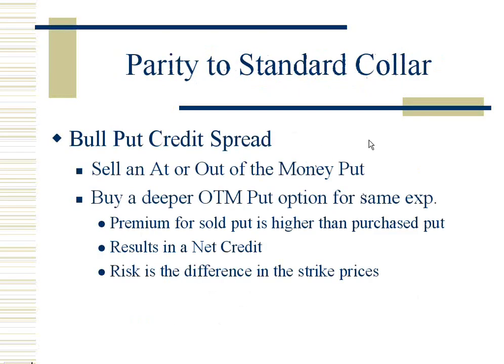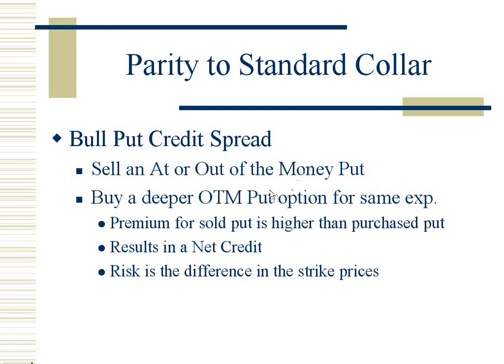And we're going to talk briefly about the parity to the standard collar. I had mentioned that. We just looked at the profit and loss chart for the collar spread. And now we're going to go ahead and take a look at what I was referring to about the bull put credit spread. Now the parity to the standard collar, bull put credit spread, also a bull call debit spread is a parity trade as well. We're not going to talk about the bull call debit spread tonight. We're just going to take a look at the bull put credit spread.